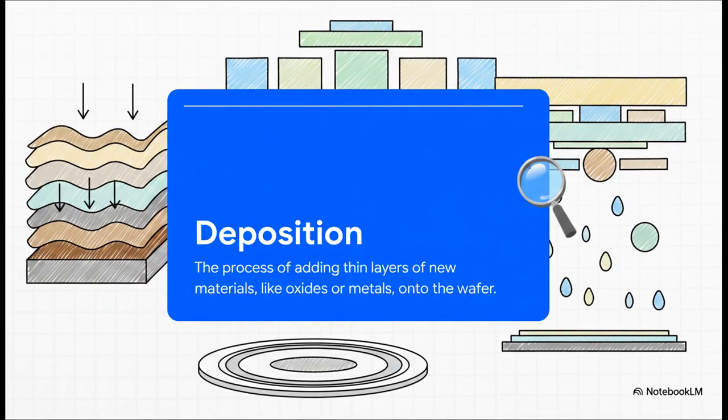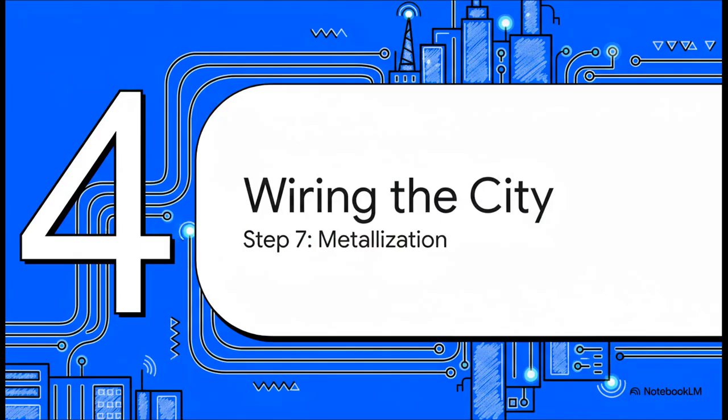The last step in our little construction loop is deposition, and it's exactly what it sounds like. If etching is about removing material, deposition is all about adding new material. We lay down ultra-thin films of different stuff, insulators, metals, you name it, building our city up, layer by microscopic layer. And get this, the whole cycle of printing, etching, and depositing can be repeated hundreds of times for just one chip.